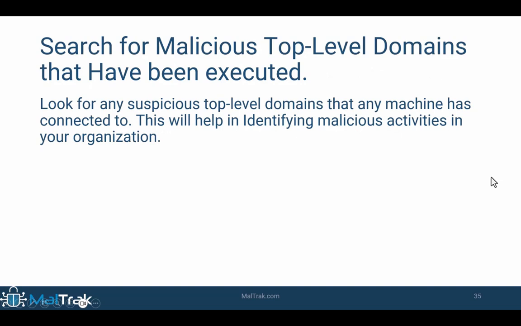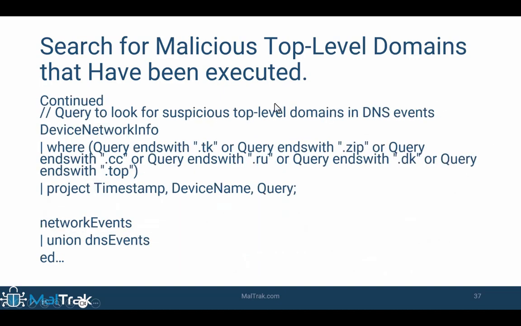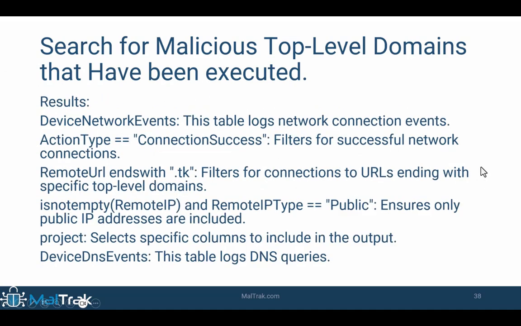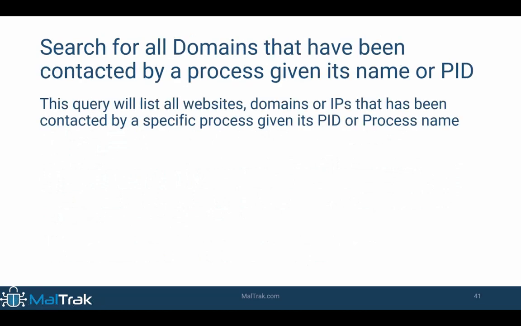So search for malicious top-level domains that have been executed. So you can search for any suspicious top-level domains that any machine is connected to. This will help in identifying malicious activities in your organization. So you can specify whether the remote URL ends with TK, for Turkey, CC for China, DK for wherever, RU for Russia. So that's specific to where you are in the world. And remember that your cyber threat intelligence is going to guide you with that. So that's continued searching for malicious top-level domains that have been executed. Okay, same thing. There's the MITRE ATT&CK TTP. You can go through it in your own time.